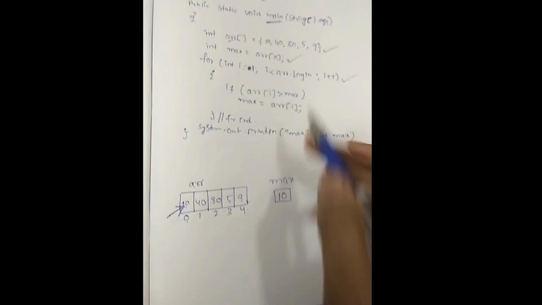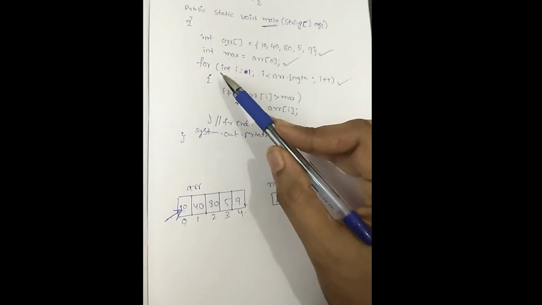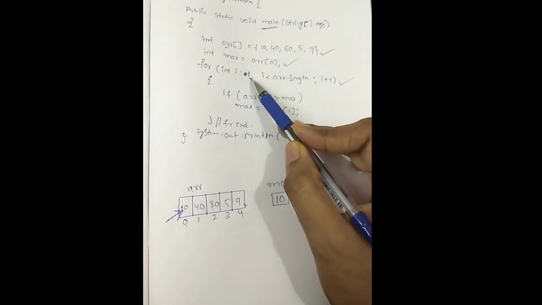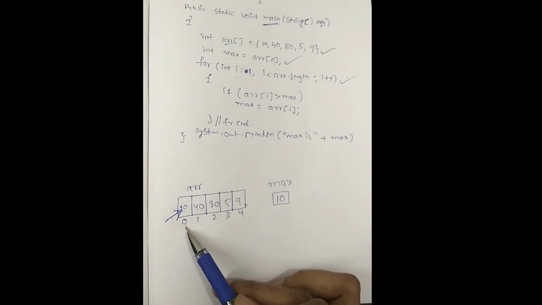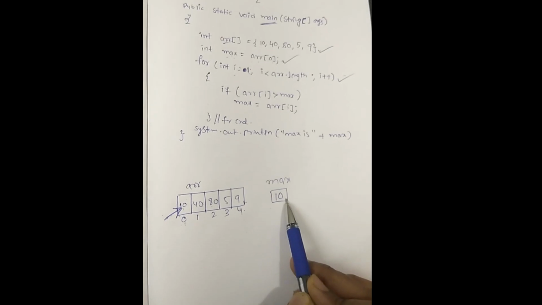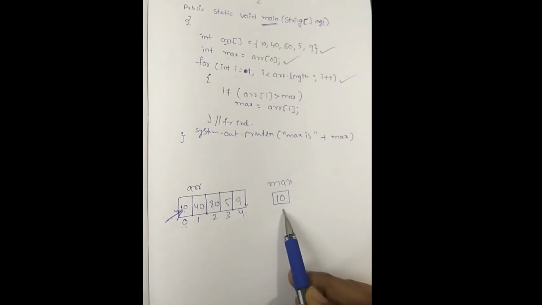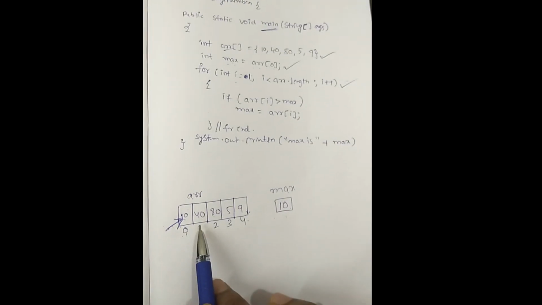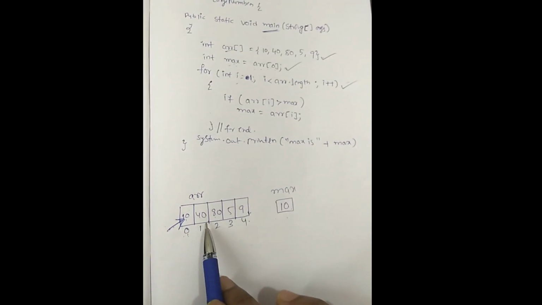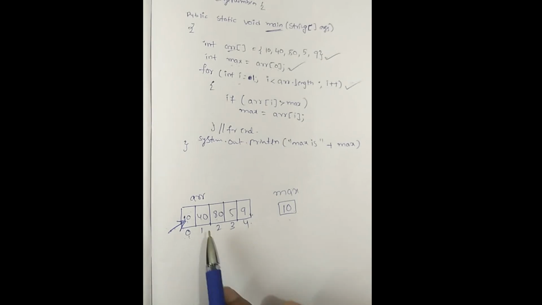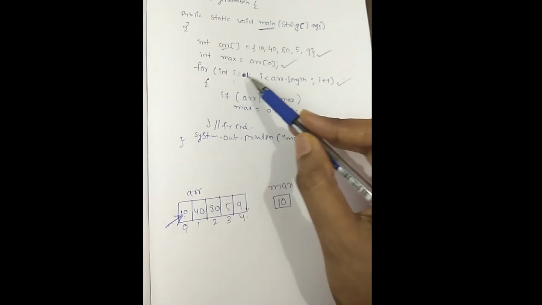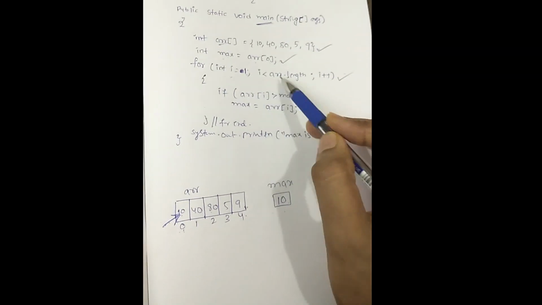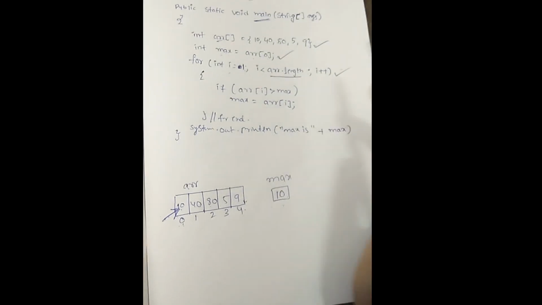And what is the next step? Int i is equal to 1, because ARR of 0 is already stored in max, and for now we are assuming this is the maximum number. That's why we can start the for loop from the array of 1. That's why i is equal to 1. Then i less than array dot length.